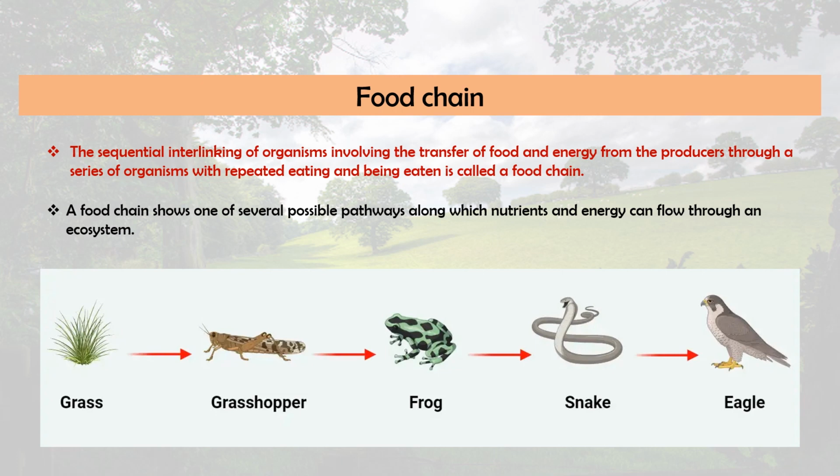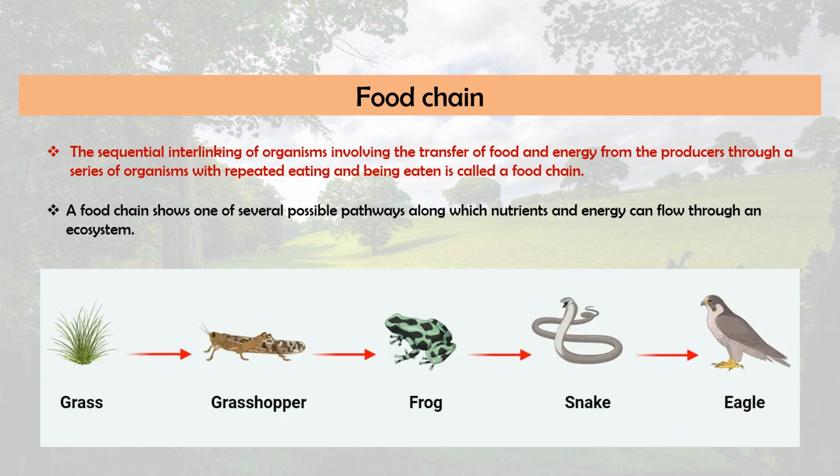Food chain is the sequential interlinking of organisms involving the transfer of food and energy from producers through a series of organisms with repeated eating and being eaten. This is a general definition of food chain. So, in simple language, the food chain means the starting of the procedure of eating food from basic producer level to the consumer or top consumer level.